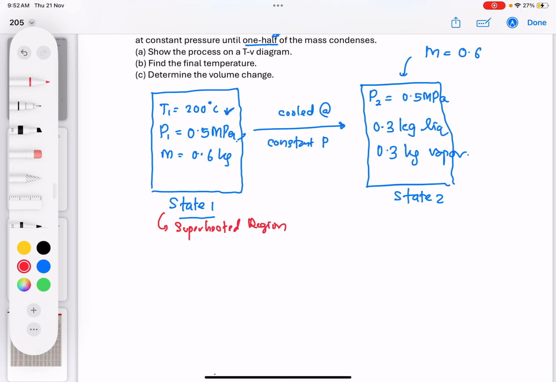And then because I have a mixture of liquid and vapor, state 2 here is going to be saturated liquid-vapor.